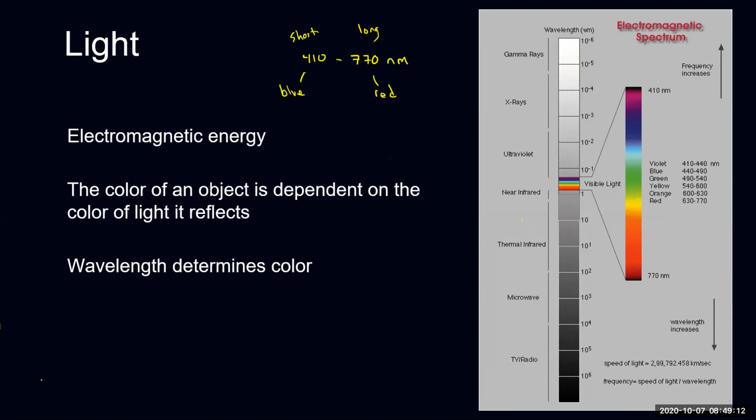Light is electromagnetic energy. The color of an object is dependent on the color of light it reflects. So if an object is orange, it is going to absorb light from all the other colors. The light in the orange range is going to bounce off that object and hit your eye. Remember, the light has to get to your retina. That's what you perceive. If orange were being absorbed, that light would never get to your eye and you wouldn't see it.